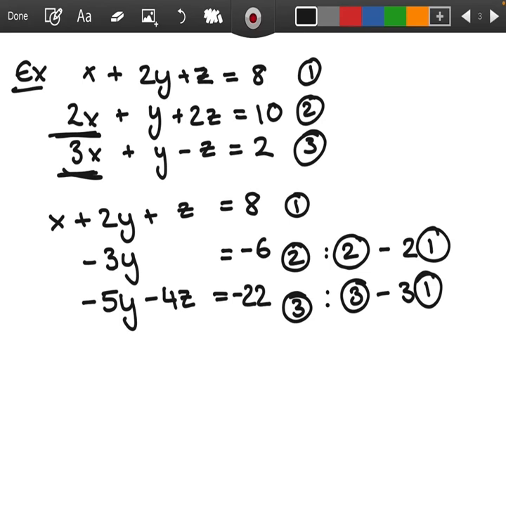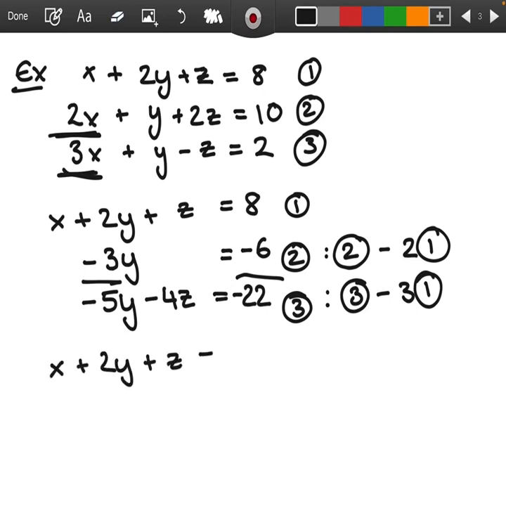Now I need to look at my second variable in my second equation. So I need to look at y in my second equation. I want it to have a coefficient of 1 before I do anything else. At the moment, it has a coefficient of negative 3. So what I'm going to do is divide my second equation here by negative 3. Remember, you have to do it to both sides.